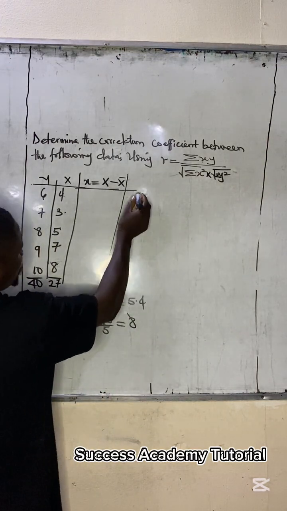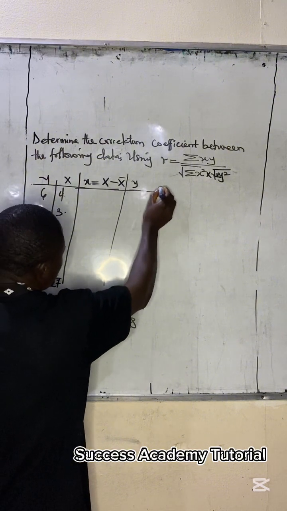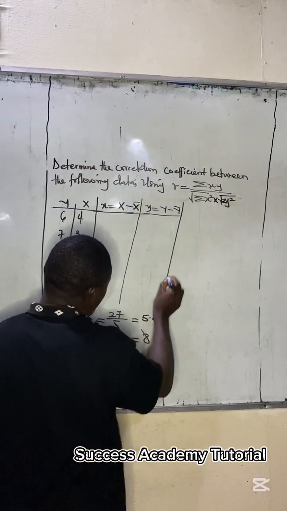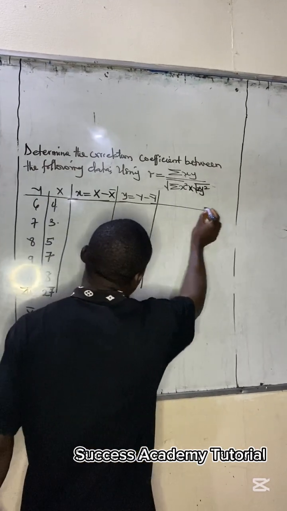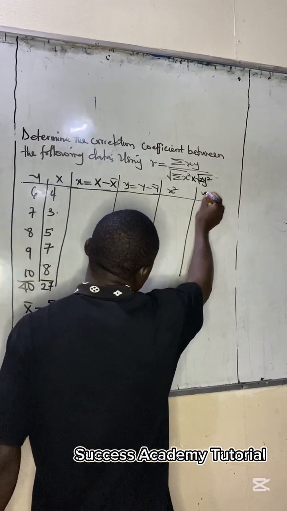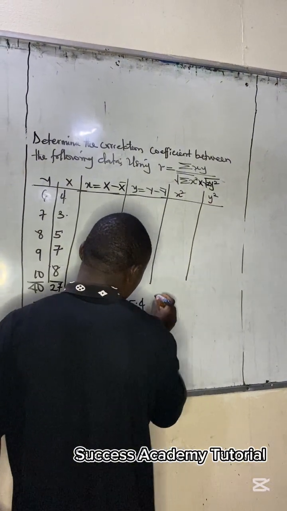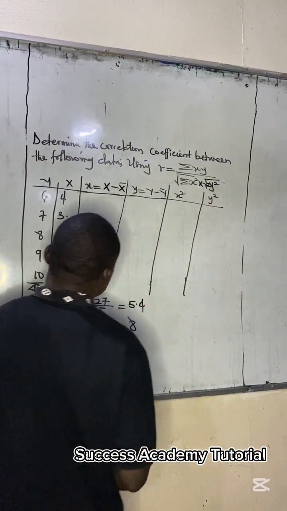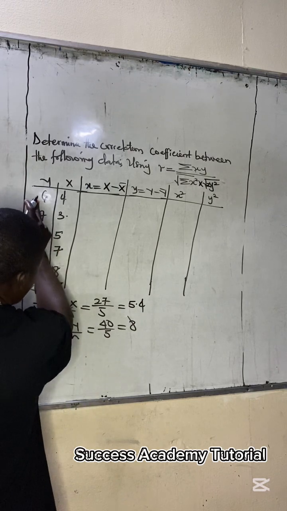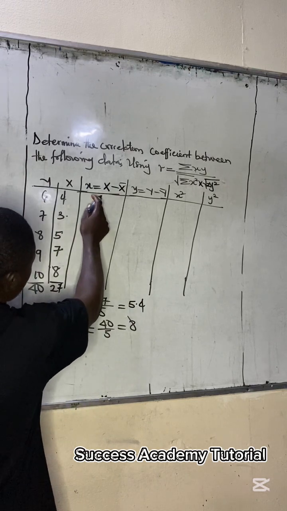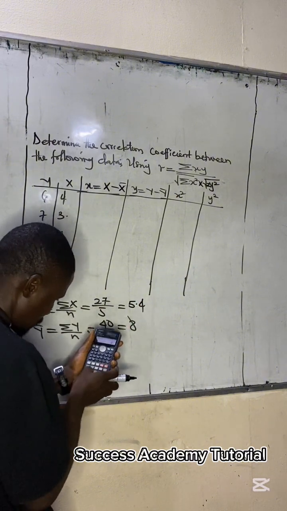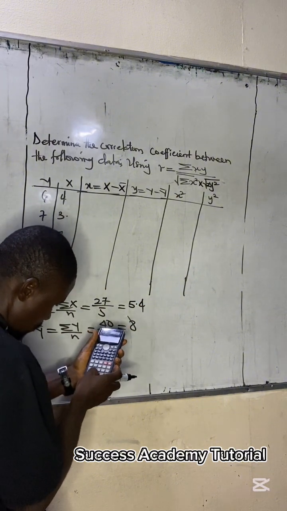So we need our x, we need our y, which is equal to y minus y bar. And then we also need our x squared because of this formula. We also need our y squared. Let's do it this way. Let's start with x first. That is 4 minus 5.4.